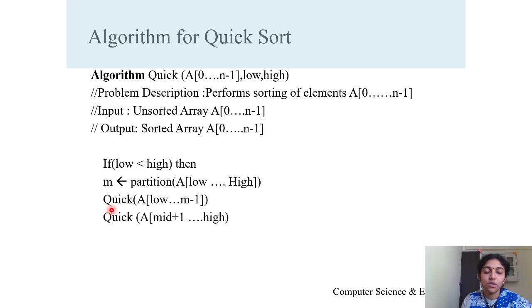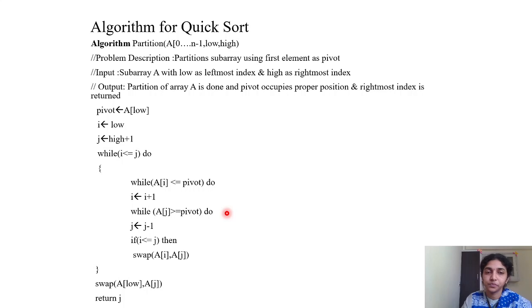Then you have to start sorting the left subarray and the right subarray with the help of the pivot position where the pivot is exactly placed. For that we go to quick a of low to m minus 1, that is the elements lesser than the pivot as the left subarray, and all the elements greater than the pivot, that is m plus 1 to high, as the right subarray. So this is the quicksort algorithm.